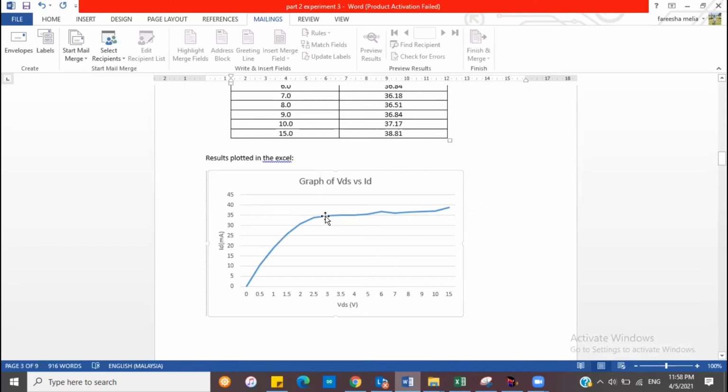The value here we call IDSS. IDSS is actually the value when the flat part of the curve occurs. So the student obtains the value of IDSS here around 34.86.